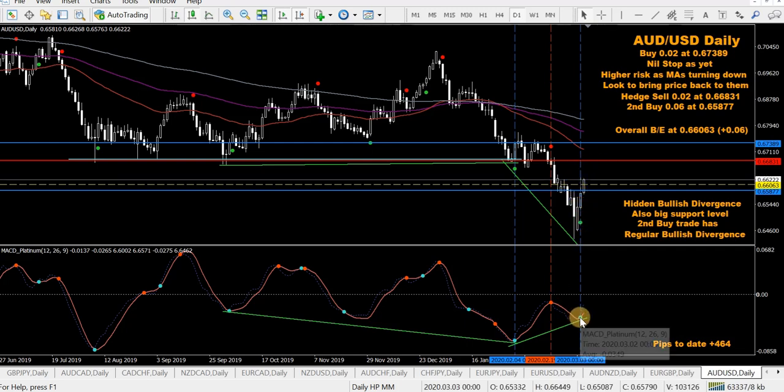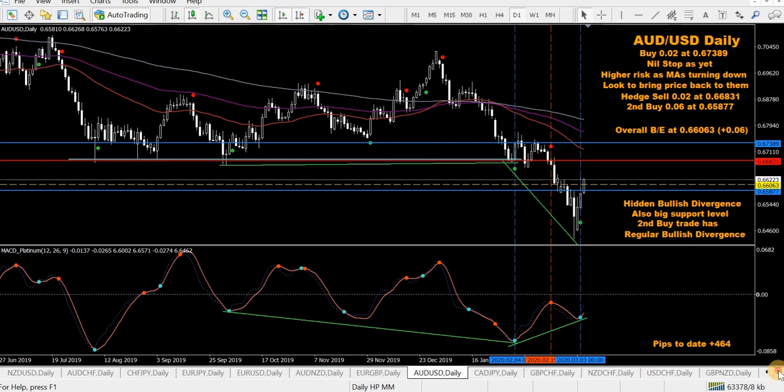The plan is to leave this open. Hopefully this MACD platinum will work its way up to the 0 level with price, where I can then start looking at doing what I did with the euro and the euro pound. Close this, close that, partial close in that, put a stop in place and try and let this run. That's the Aussie USD, looking pretty good at the moment.